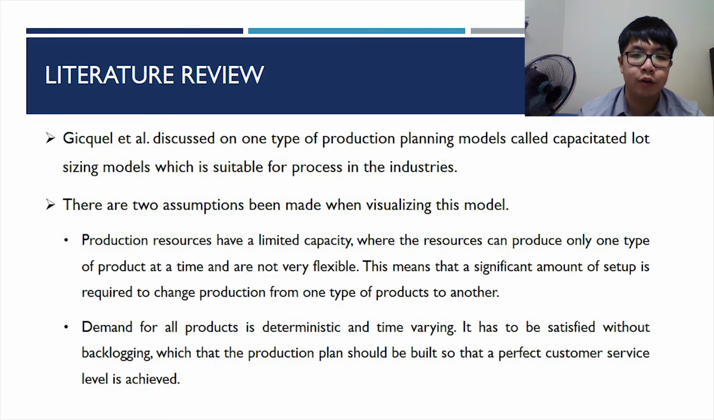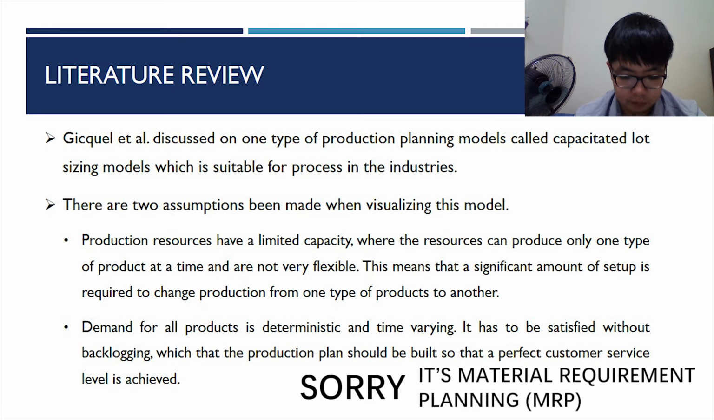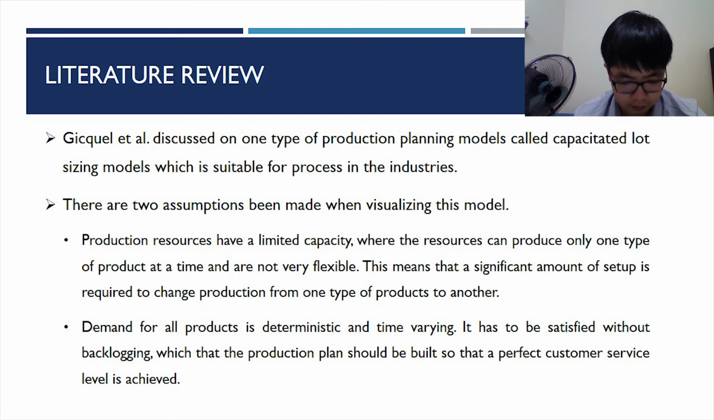Next, we also use MRP, Material Requirement Planning. Based on a study by GQ, they discuss one of the production planning models, called the capacitated lot sizing model, which is suitable for process industries.